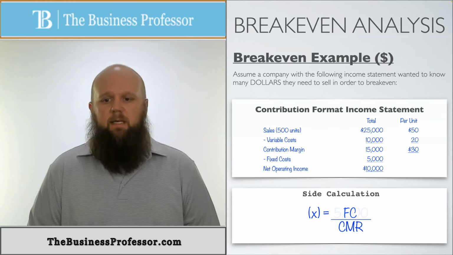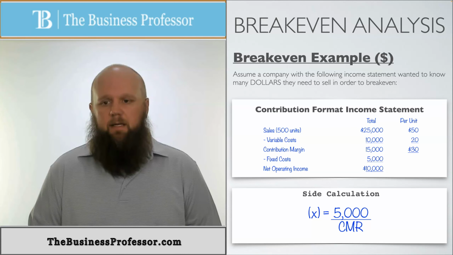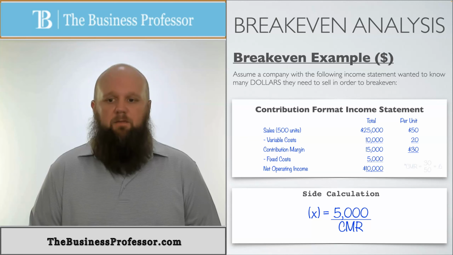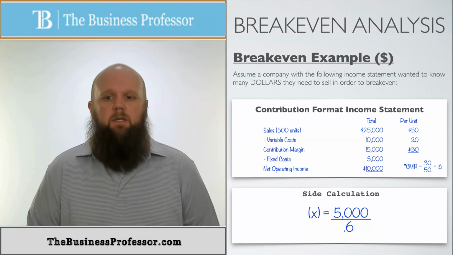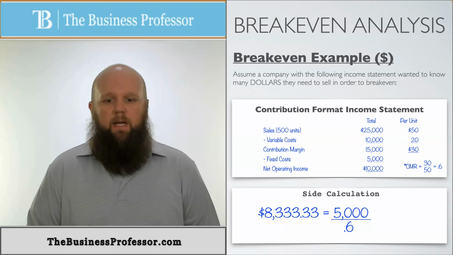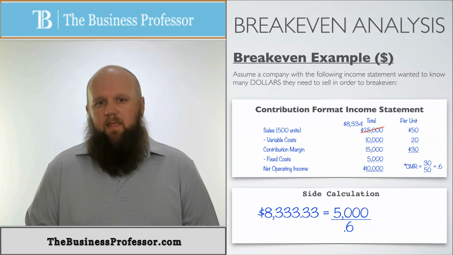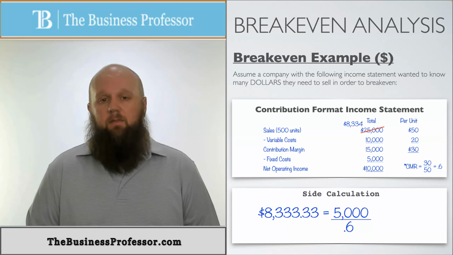So our fixed cost again is 5,000. Our contribution margin ratio is calculated by taking the $30 contribution margin divided by the 50, which gives us 0.6 or 60 cents. So we'll divide it by 0.6, and that's going to give us the total amount of dollars that we need to sell in order to break even. So in essence, in order for us to have a net operating income of zero, we don't have to sell 25,000, we need to sell 8,334. And that's how you do a break-even analysis from a units perspective and a dollars perspective.